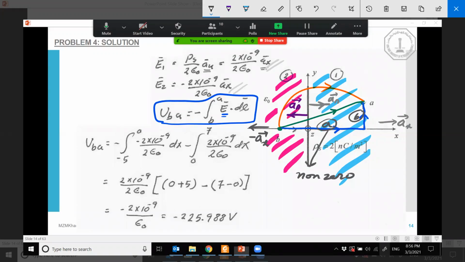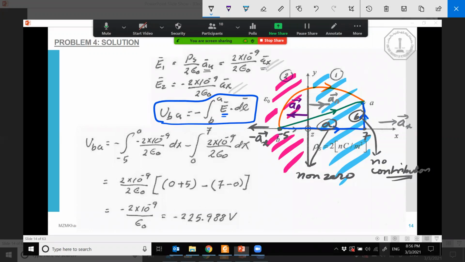Why? Your electric field direction and the direction of your dl along which you will be moving are parallel. Therefore, the dot product will not be 0. But for B, it will be 0 because your dl direction will be along Y, which is dy, and your electric field is in the X direction. So the contribution of B will be 0, no contribution. So you are only left to evaluate this. And to evaluate this, you only require x, from here, which is -5, to here, which is 7.